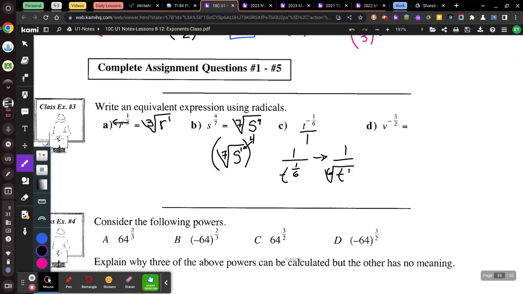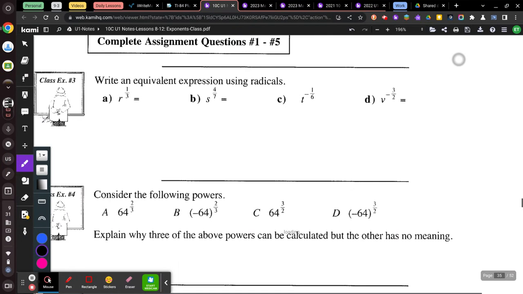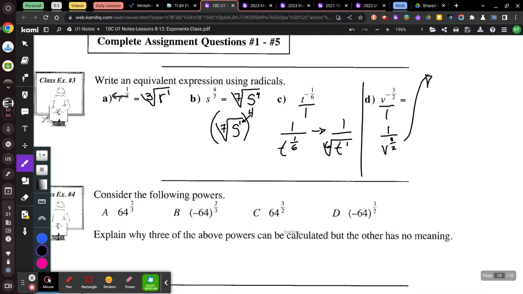All right, next one, same thing. We got to flip it. So this guy's going to become 1 over V to the 3 over 2. Now we're going to go radical. We're going to make him radical. So 1 over, the index is a 2, V cubed. That'll be your final answer for that one.